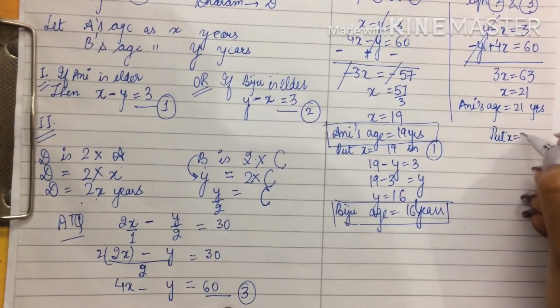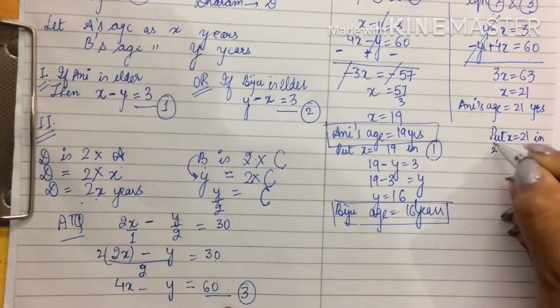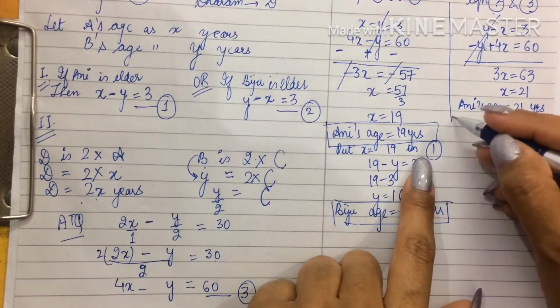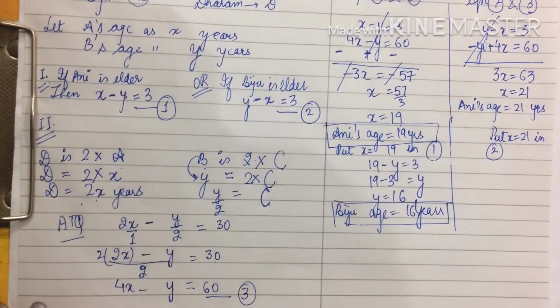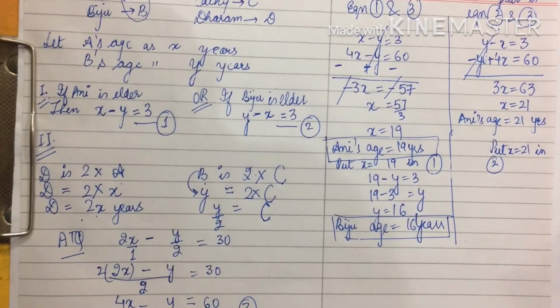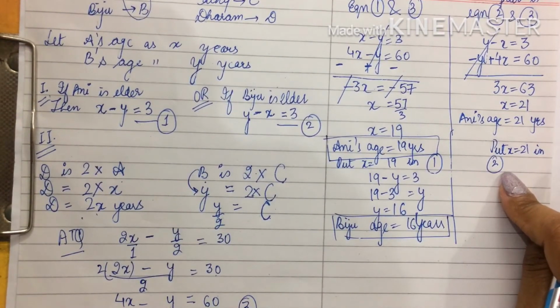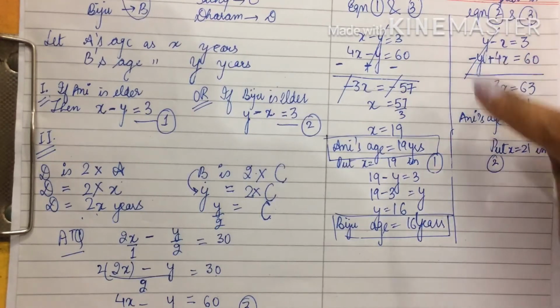Put x equals 21 in equation 2 now. We are not using equation 1 this time. We are using equation number 2 and equation number 3. So don't make the mistake of using this in the first equation. Over here we are just using the second and the third one.